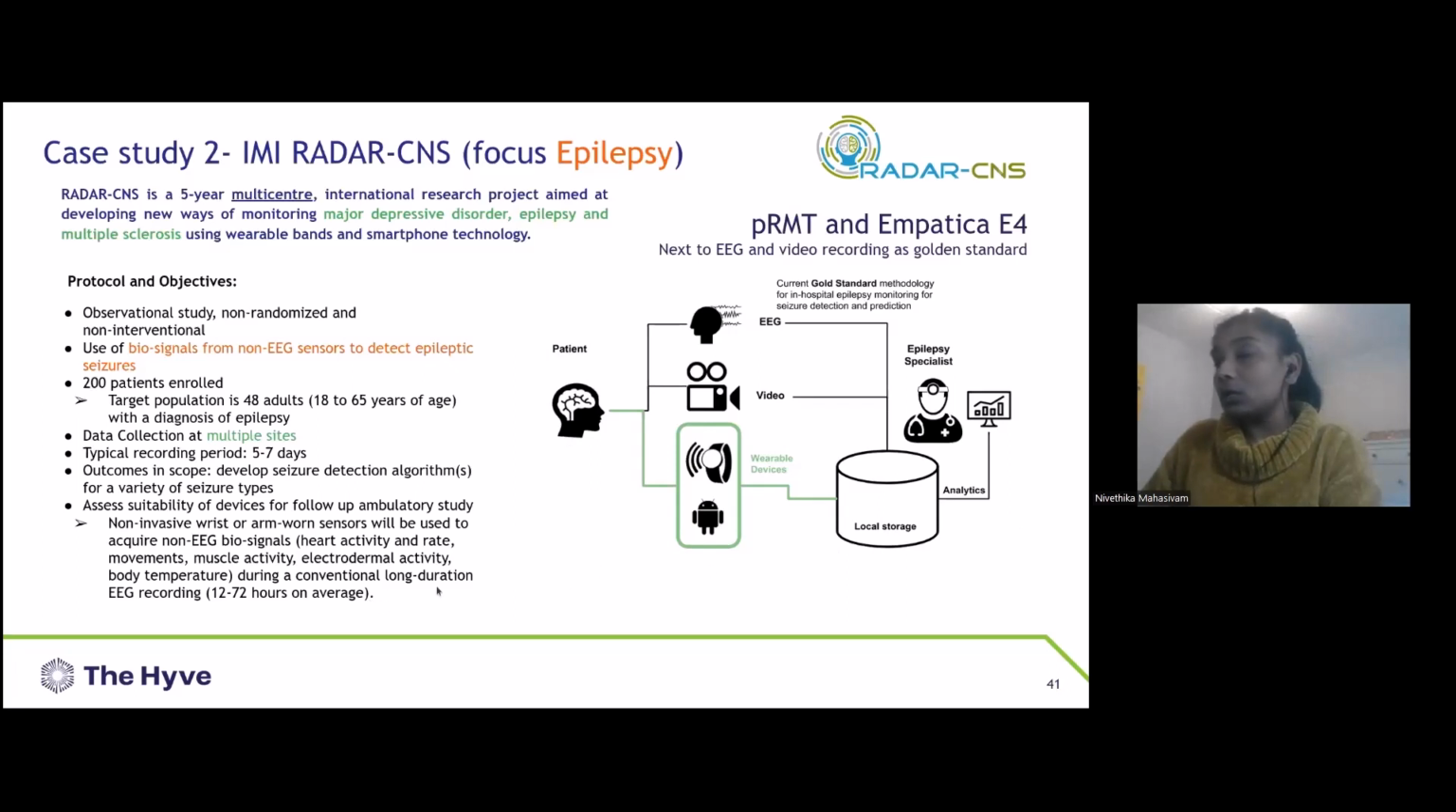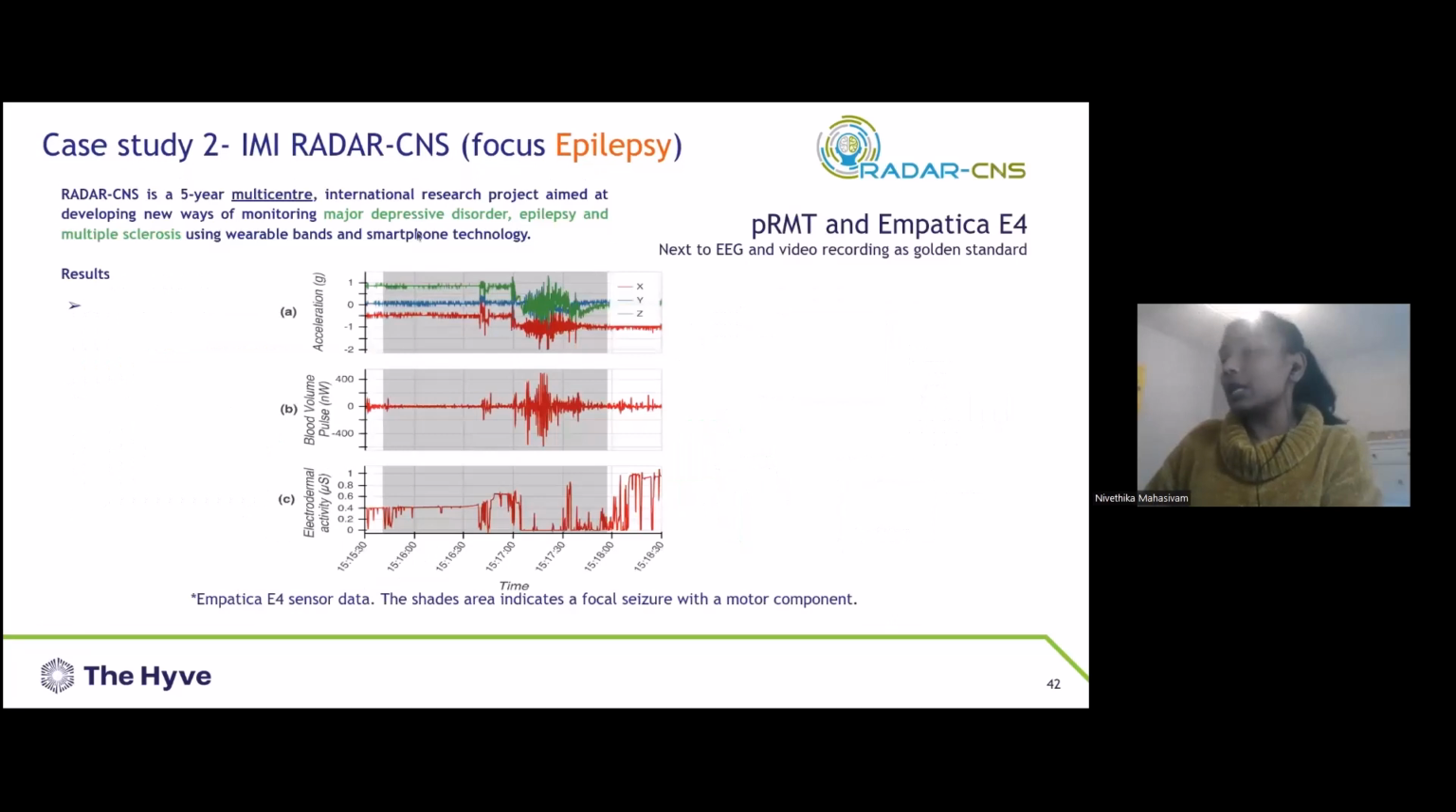So for this particular study, they used Nivethika Mahasivam, which is a medical grade device, which also gives raw data in a high resolution. So for example, this is a comparison between when the video and EEG recorded when a seizure has started and ended, compared to the data that you collected from Nivethika Mahasivam sensor.